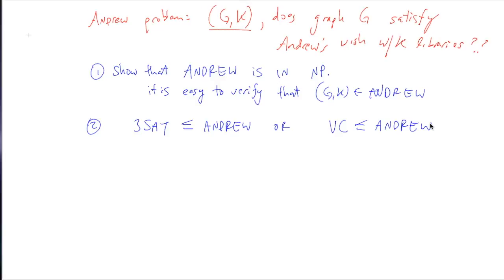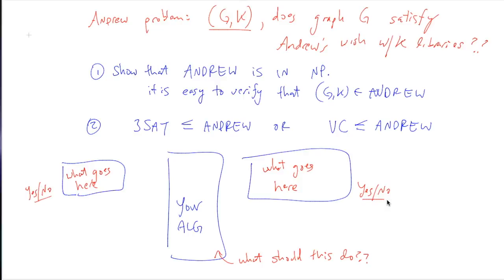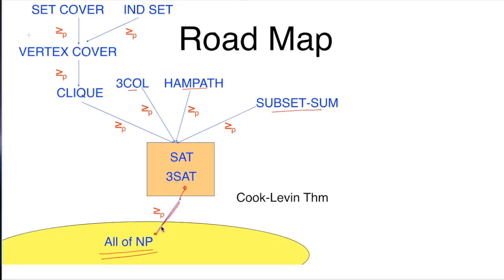And when you get confused, draw a diagram like this. This is going to be your algorithm. What goes here and what goes here? What should this do? So this is going to be a yes-no problem, and this is going to be a yes-no problem. Just to keep everything very simple, you have to put something here, you have to put something there. Both of them are going to be yes-no problems, and you have to do something like this. Very good question. How did they show this right here?